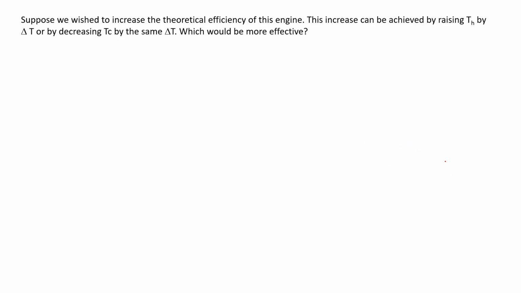Now, what about this question? Suppose we wish to increase the theoretical efficiency of the engine. This increase can be achieved by raising Th by delta T or by decreasing Tc by the same delta T value. Which would be more effective?